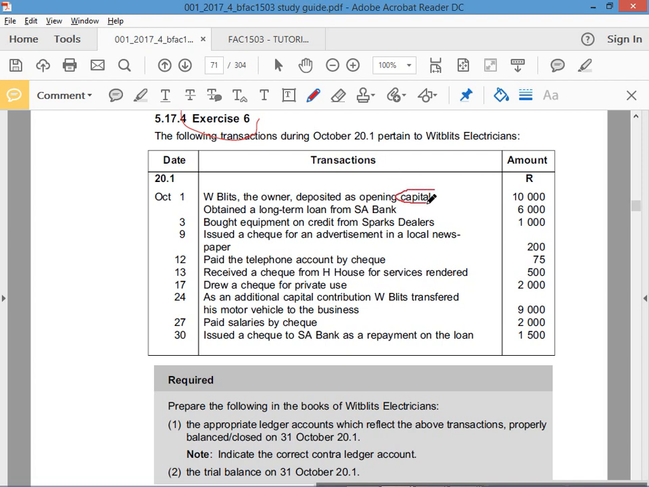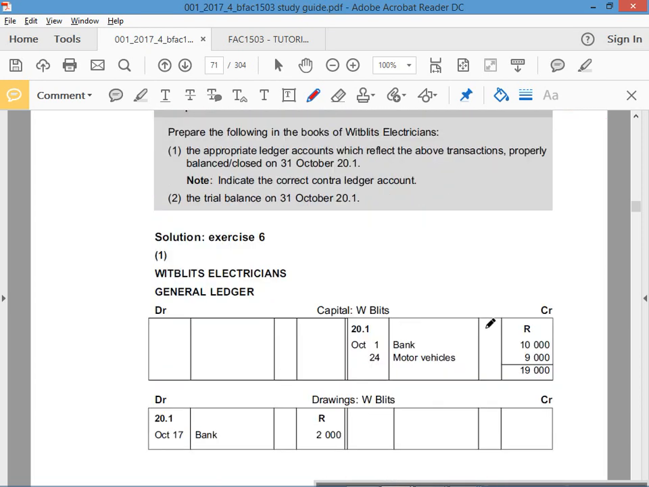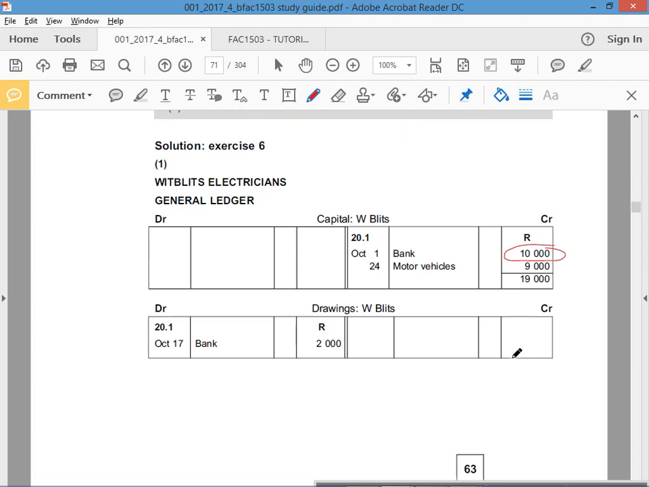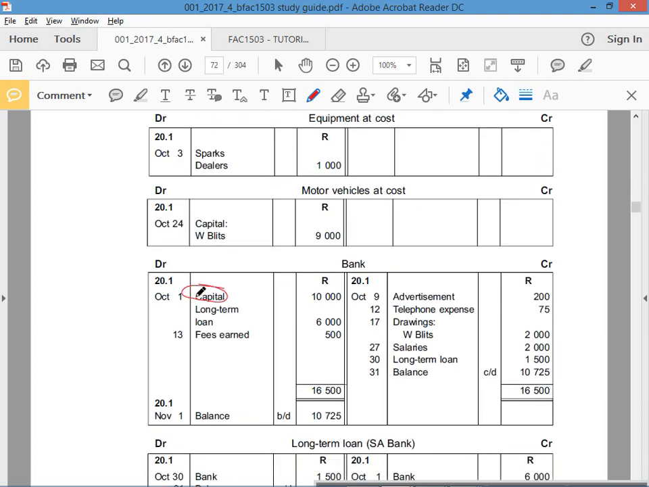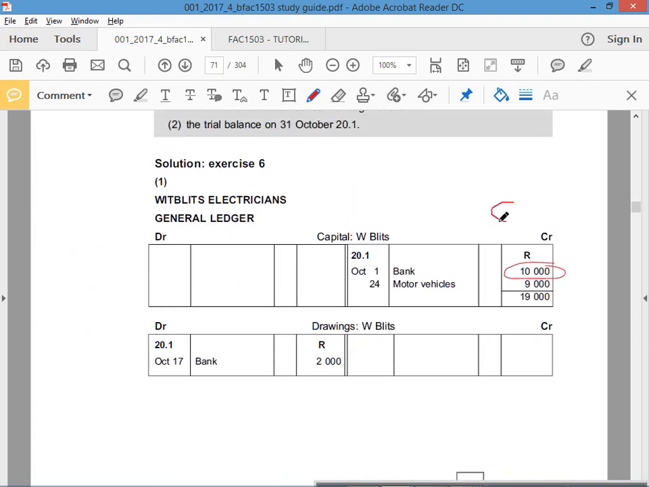So in this one, debit bank, because the asset increases, as this is a capital contribution from the owner. If I look at their solution, there's capital, and there's the bank. Bank is being debited and capital is being credited. It's the same thing. It doesn't matter what format it's in. You've got to practice doing the basics.